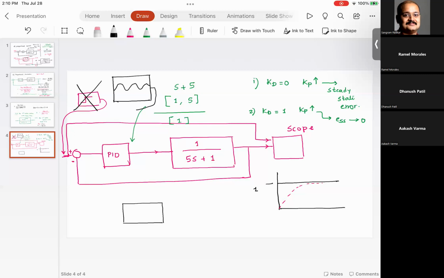Now my quick question to you is, were you able to get exact tracking, which means the output matches the input? Were you able to get exact tracking?